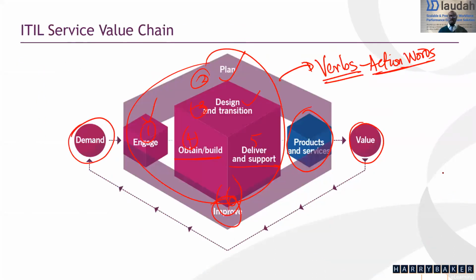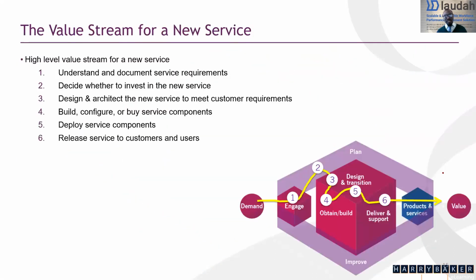So let's assume that we want to create a new service, okay? Because if we want to improve an existing service, it may not start from here. It may start from here, because we cannot improve anything without gathering some real life data, because we improve based on real life feedback. And that feedback could have started from deliver and support. But let's just assume that we do not have anything in place, just to make life simple for everybody, okay?